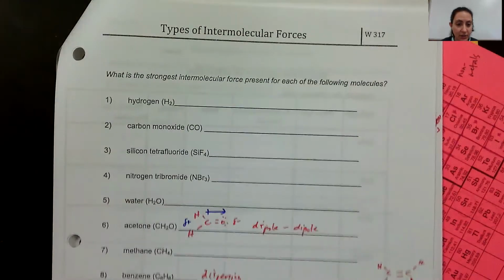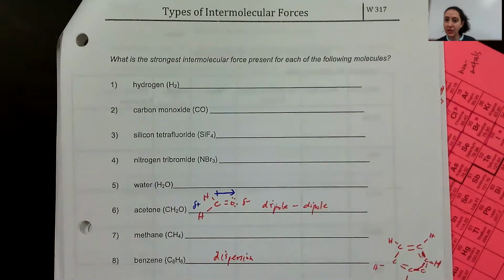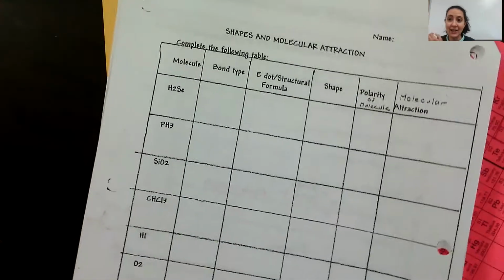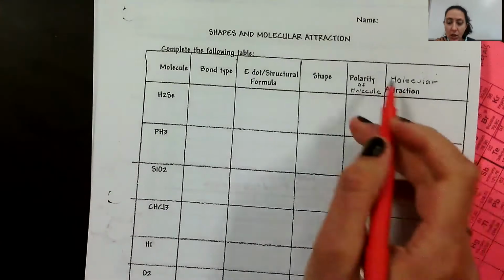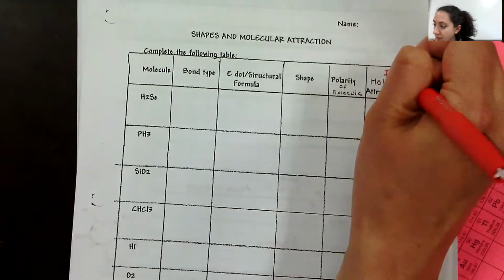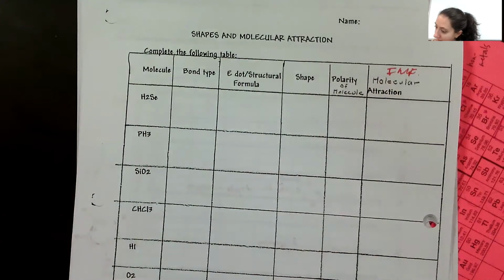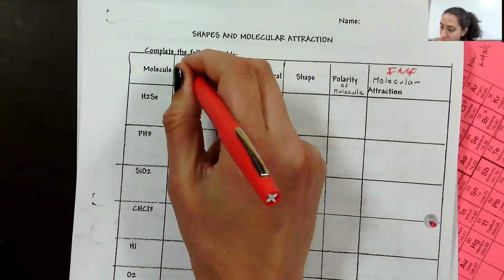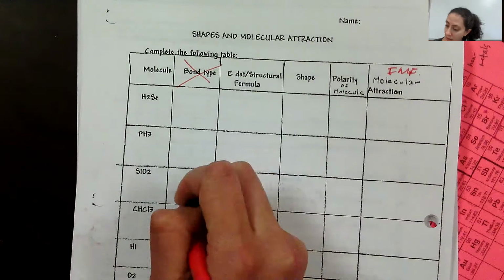What else we got? Anything else here that's particularly fun? No, we've done a lot of those already. All right, let's try the next page, see what we come across. Oh, now this is cool. This is a great table because it has everything. So molecular attraction, that's going to be your IMF. So let's pick out one of these. I like silicon dioxide.